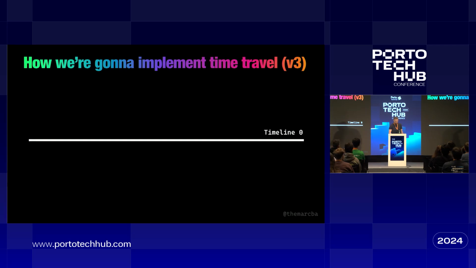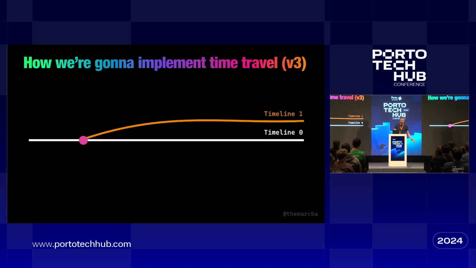So we have, again, the timeline here. Let's call it timeline 0. We are somewhere there. Again, the pink dot represents where we are. And we travel again back an X amount of seconds or an X amount of time. But then we don't erase the future. We just create a new timeline.